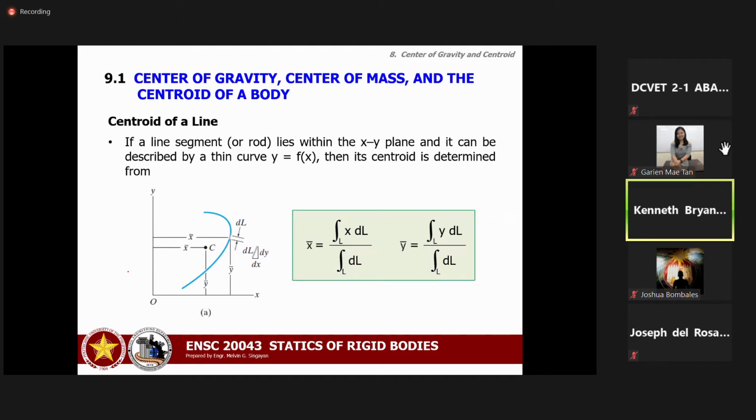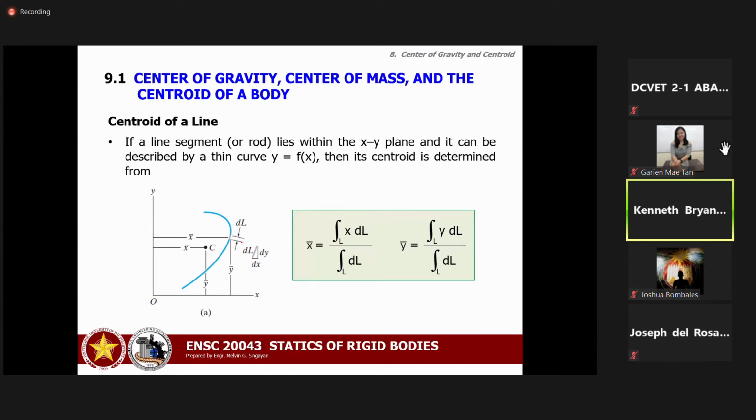Next, centroid of a line. If a line segment or rod lies within the xy plane and it can be described by a thin curve y equals f of x, then that is the curve, or line segment, that we are looking at for the location of the centroid. So this is the formula that can be used. Bar x equals integral of x curl dl over integral of dl, then bar y is equal to integral of y curl dl over integral of dl. So that is in the domain of the length.